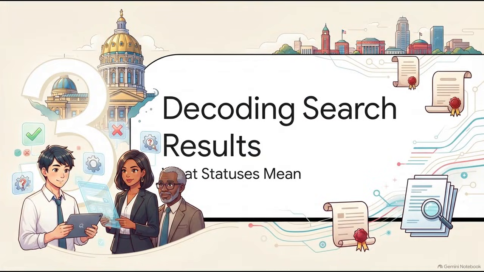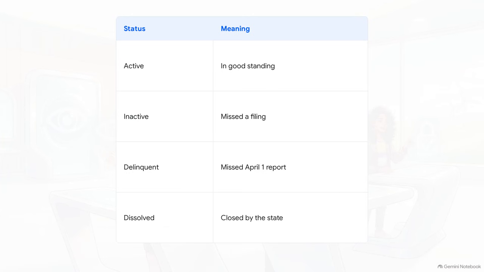Section 3, decoding your search results. What do the statuses mean? Now, what's really interesting about this slide is how it breaks down all that legal jargon. Active is exactly what you want to see. It means the business is in good standing and all filings are current.